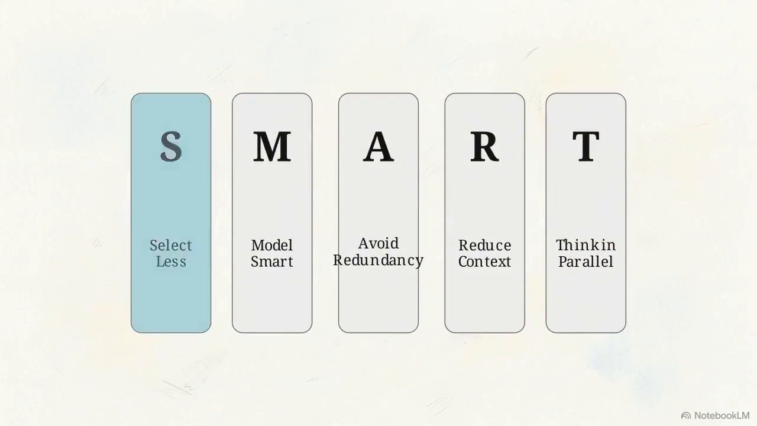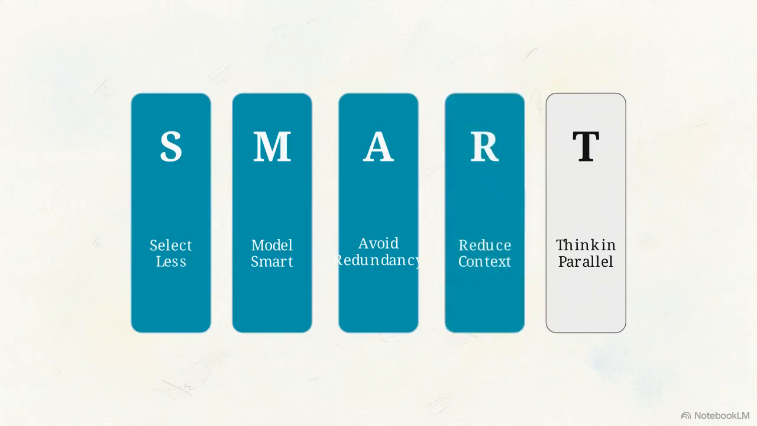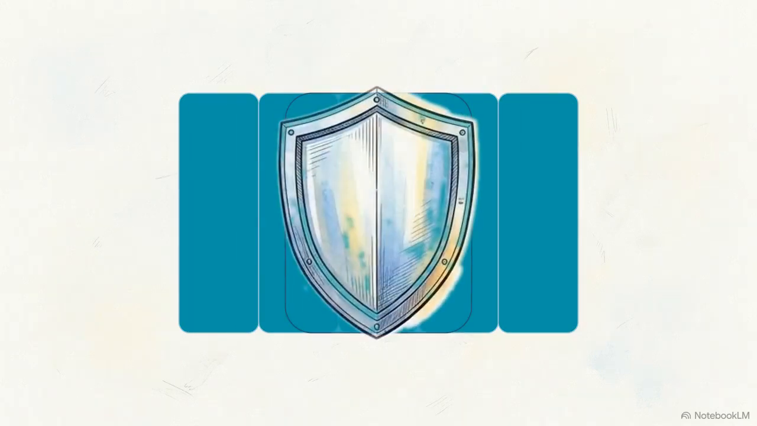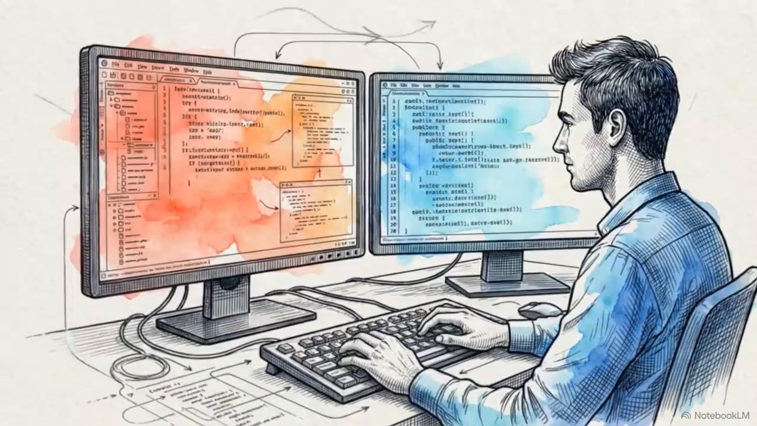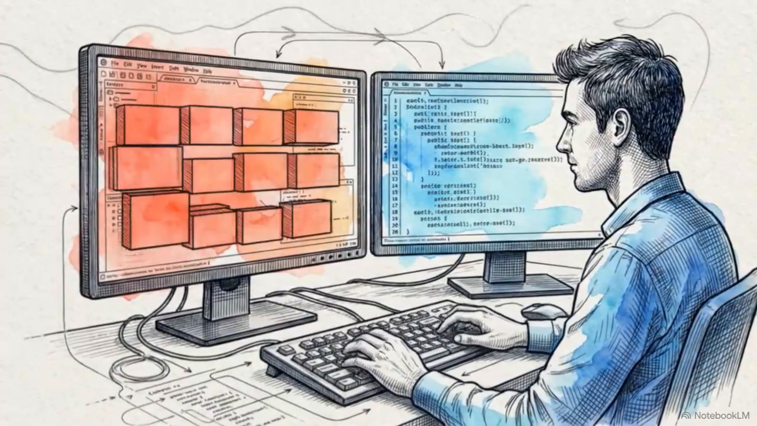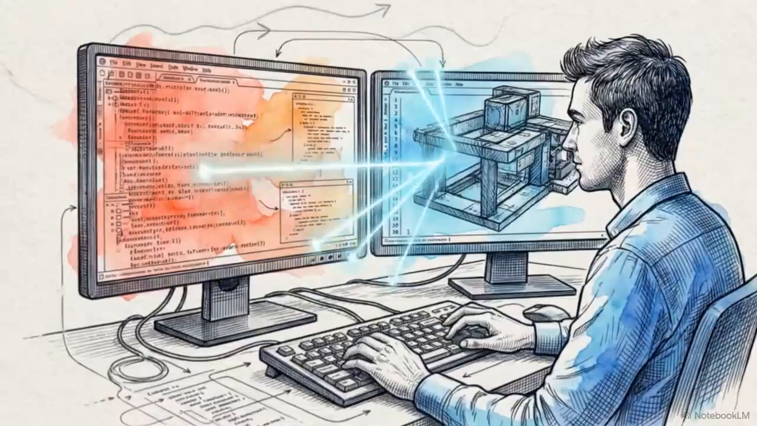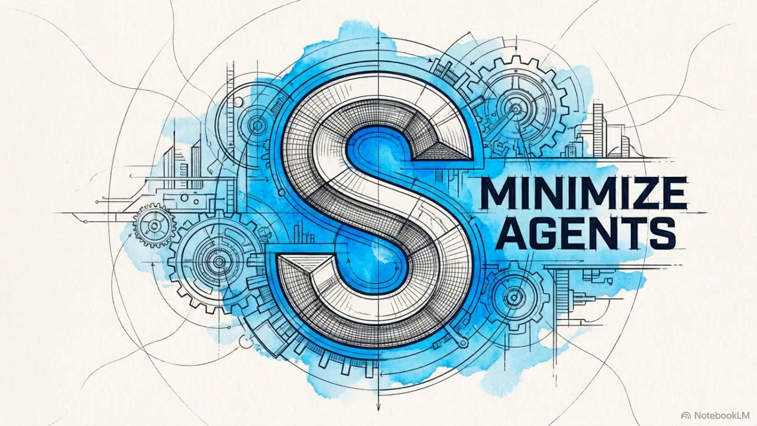The 5 pillars are: select less, model smart, avoid redundancy, reduce context, and think in parallel. Together, they tackle the problem at every level, from routing and memory to context size and execution speed. We are going to take a bloated, linear multi-agent workflow and systematically refactor it from the ground up using each of these 5 pillars. Adopting this structural discipline provides the control over latency and cost necessary to support high-volume enterprise workloads. We start with S, select less.